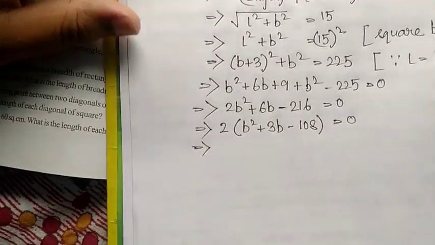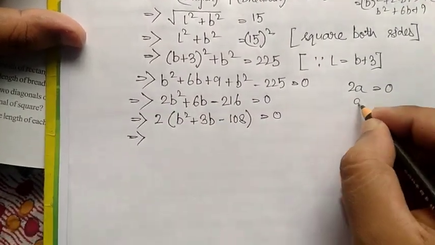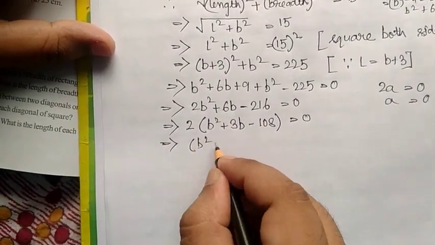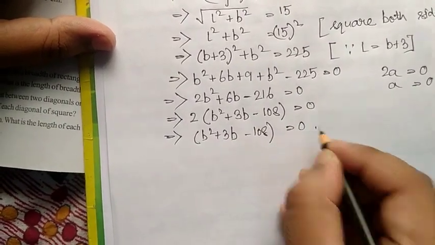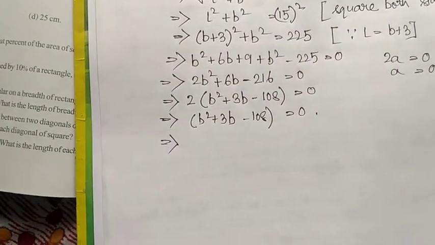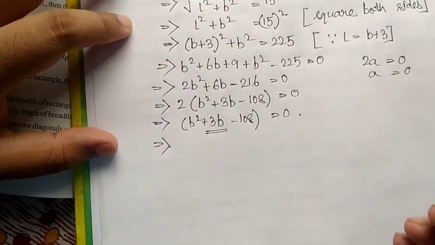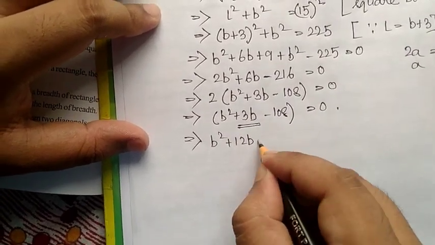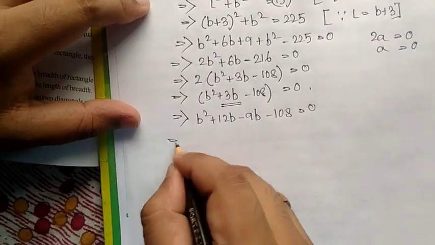So therefore if 2 into A equal to 0, we can write that A equal to also 0. So 2 into this term is 0. So we can write that B square plus 3B minus 108 is also 0. Now we have to deal with here the middle term factor. So 108, 3B, we can write it as 12 into 9. So B square plus 12B minus 9B minus 108 equal to 0.